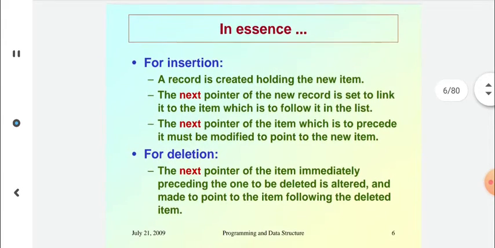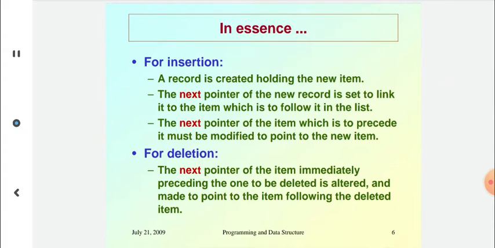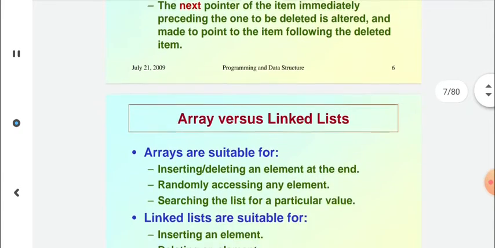In essence, for insertion, a record is created holding the new item. The next pointer of the new record is set to the link of the item. The next pointer of the item which is preceding must be modified. For deletion, in the same way, the next pointer of the item which is about to be deleted is altered. That means we are reconnecting the pointers for insertion and deletion.